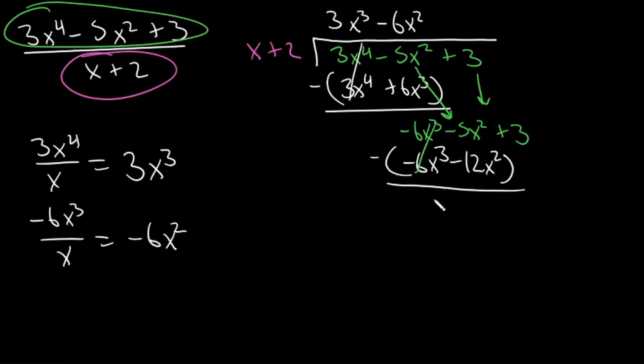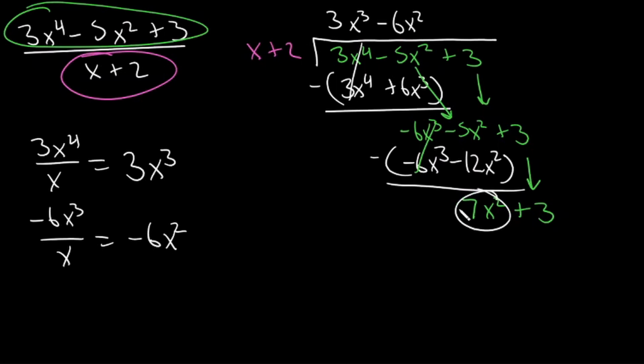So these two are going to cancel, and we're going to have negative 5x squared minus negative 12x squared. So that's going to be plus 12x squared. So what is negative 5 plus 12? It's going to be 7. So we are going to have 7x squared. And now we just bring down our 3. So we add 3 there.